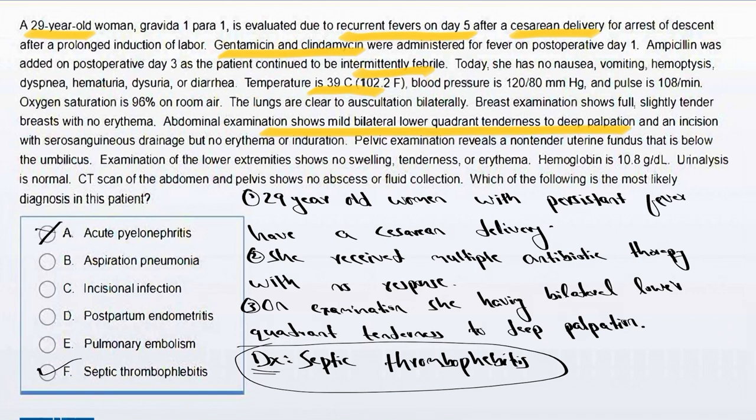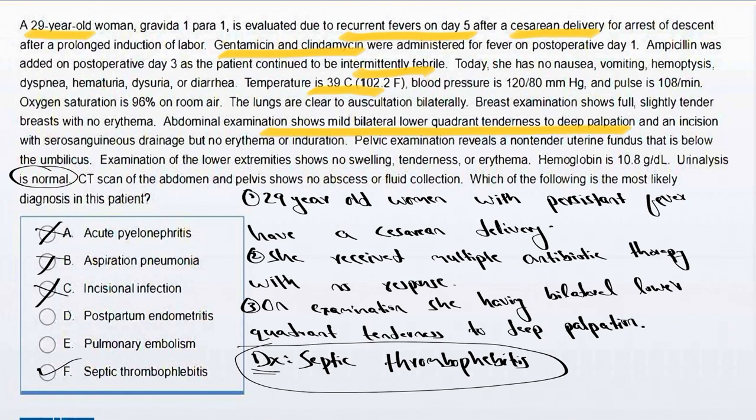Coming to the incorrect ones. Why is choice A incorrect? Acute pyelonephritis presents with costovertebral angle pain and dysuria, neither of which is seen in this patient. In addition, this patient has a normal urinalysis. Choice B, aspiration pneumonia. In addition to fever, aspiration pneumonia typically presents with dyspnea, low oxygen saturation, and crackles in the lower lobes on pulmonary examination, none of which is present in this patient.